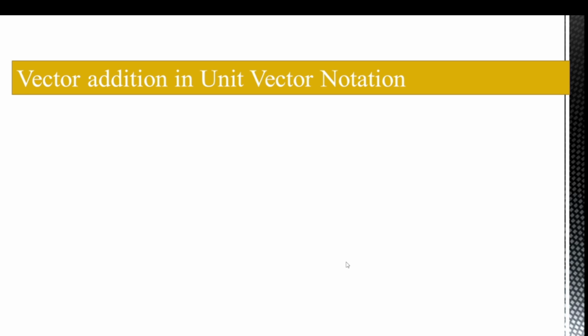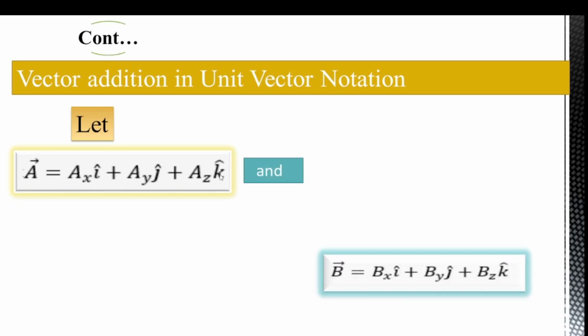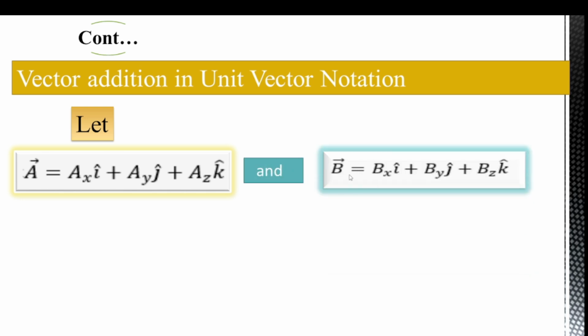Great. Vector addition in unit vector notation. We have already seen this. Look here. Vector A is equal to ax i plus ay j plus az k. And another vector B is illustrated like this: bx is the x component of vector B along the x-axis, by is the y component of the main vector B, and bz is the z component of the main vector B.